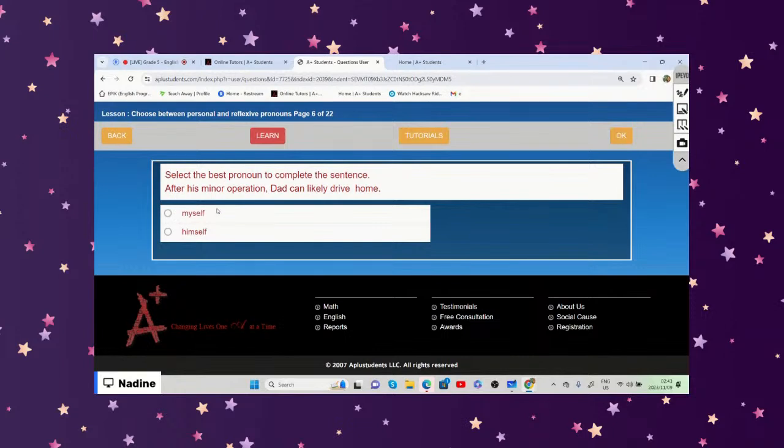After his minor operation, Dad can likely drive, do we say myself home or himself home? So after his minor operation, Dad can likely drive myself home, or Dad can likely drive himself home. So Dad had an operation, but still he can drive home. Is it driving myself home or himself home?